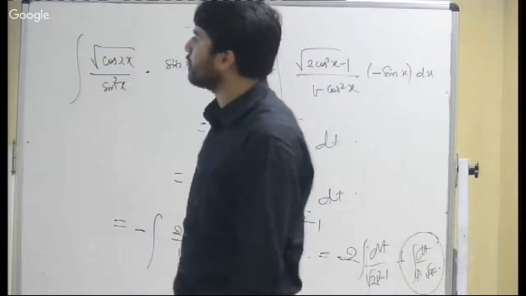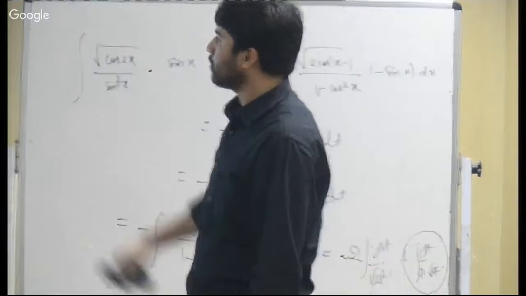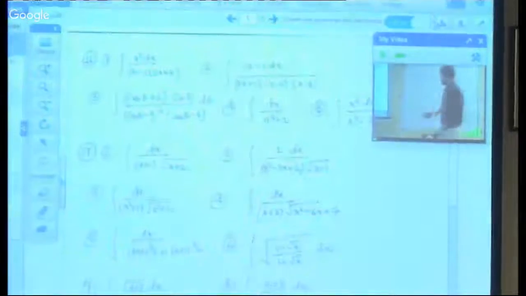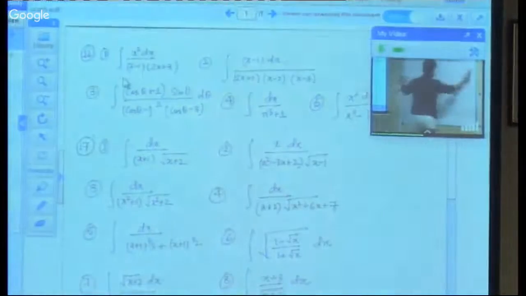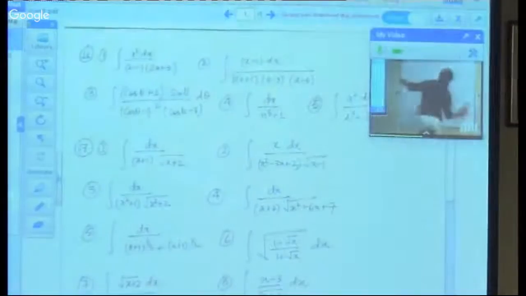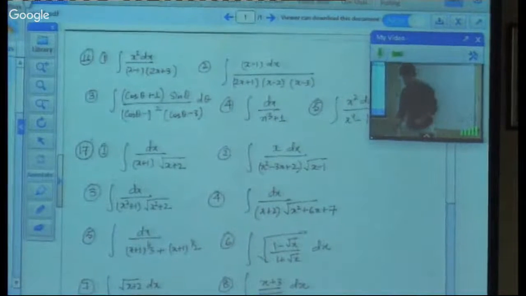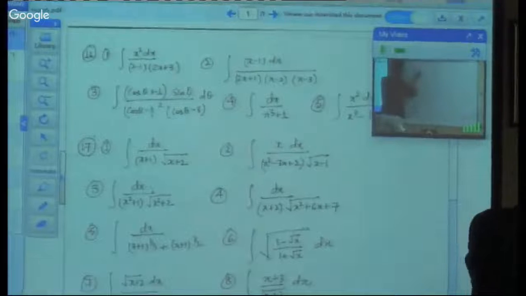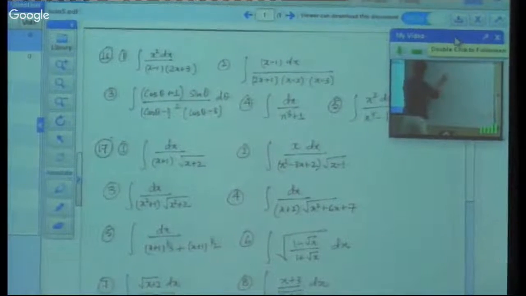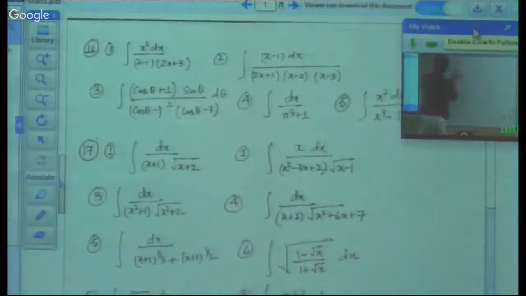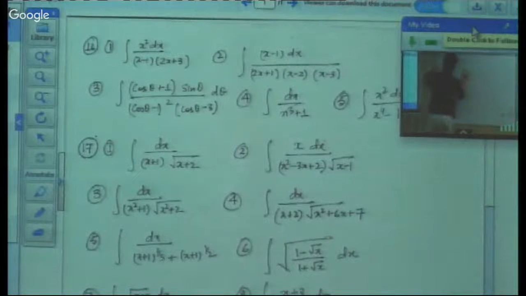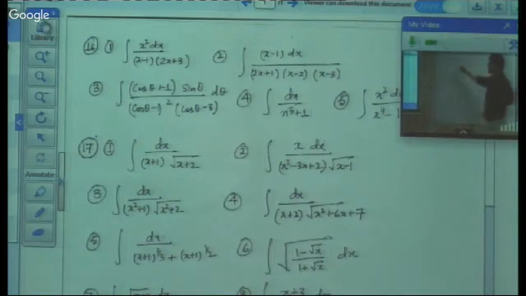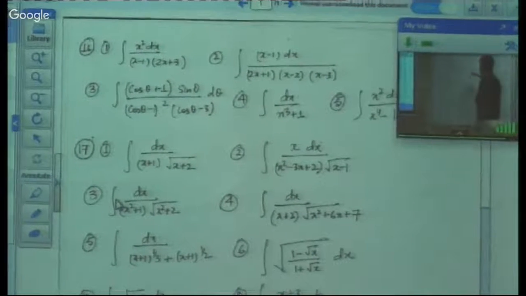Question 16, part 1. Okay, now I see x squared dx upon (x minus 1) into (2x plus 3). What I see is a quadratic expression up and a quadratic expression down. So I can easily divide it. So first I'll divide it.